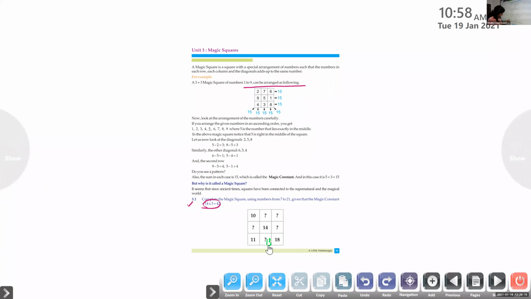So which number can we find out? Which diagonal one can we find out? We can find out this one. Already two numbers are in that column. So what will that be?